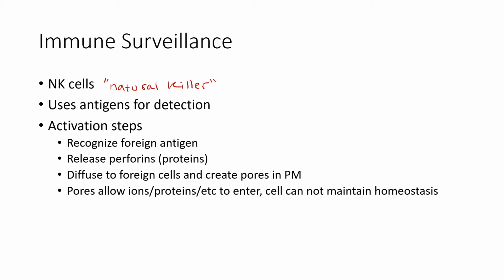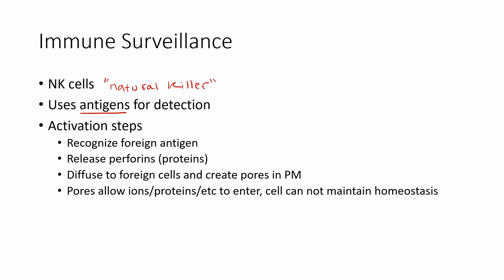What these are going to use for detection is antigens, and we've talked about antigens before. Remember, antigens are those specific little studs on various cells that let you know that they're supposed to be there or that they're not supposed to be there. If they don't have the right antigens, then they aren't allowed to be there, and your immune system is going to respond in that capacity.